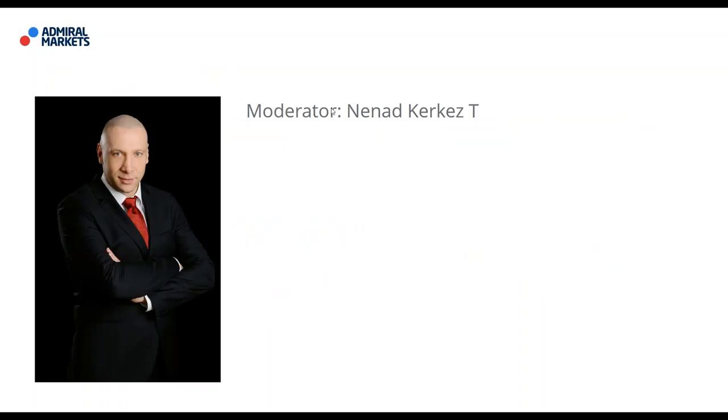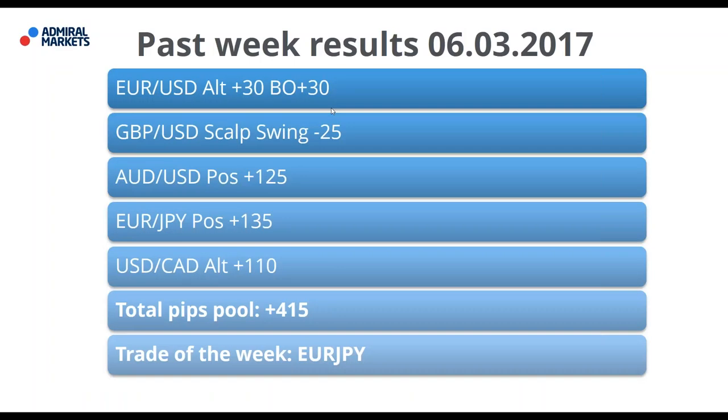Okay, this is me. And past week results, 6th of March 2017. Euro dollar alternative trade was good for 30 pips. Breakout trade was good for another 30 pips. Pound dollar scalp swing trade went into a loss of 25 pips. Australian dollar positional trade was good for 125 possible pips. Euro yen positional trade was possibly good for 135 pips. And dollar CAD was good for 110 pips.